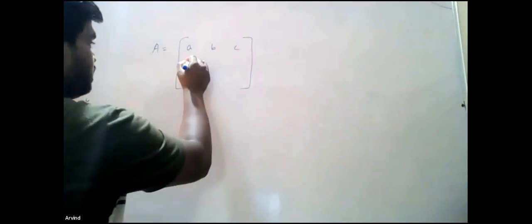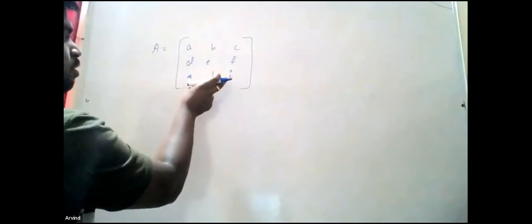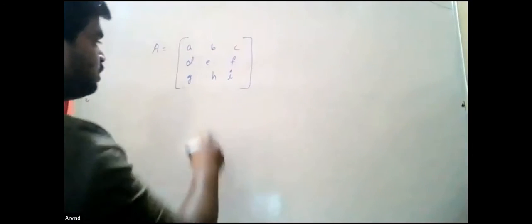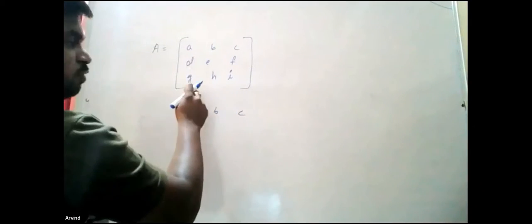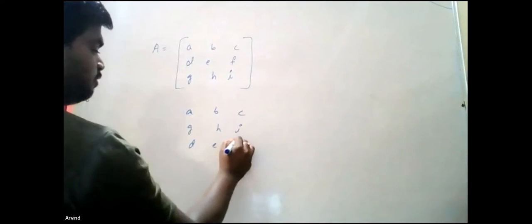Okay. And if you interchange a row or interchange a column, the determinant value will become negative. For example, you have A, B, C, D, E, F, G, H, I and suppose we interchange the second row and the third row. Now I will change the rows. That is A, B, C. I'll just interchange the second row and third row. So G, H, I, D, E, F.